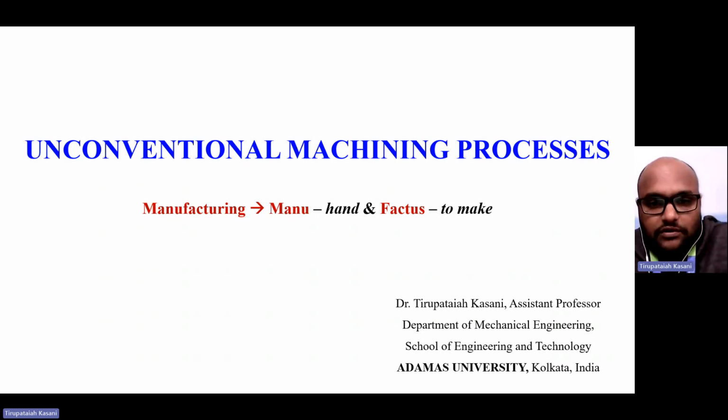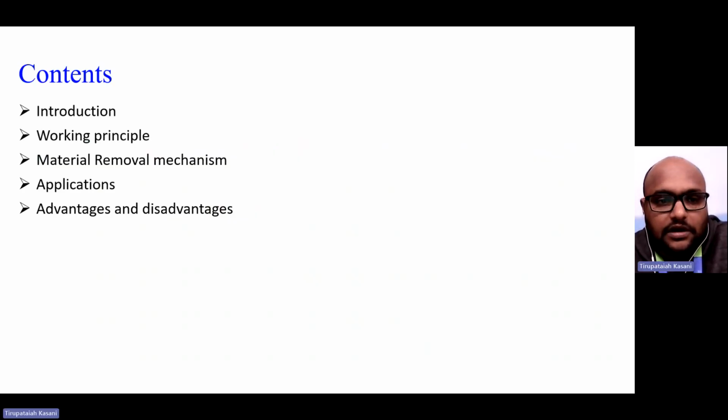Now we will see the contents of this course or this module. This is the unconventional machining process. Here are the contents: introduction, working principle, material removal mechanism, applications, advantages, and disadvantages. First, we will start with the introduction part, that is, what are the different types of manufacturing processes?